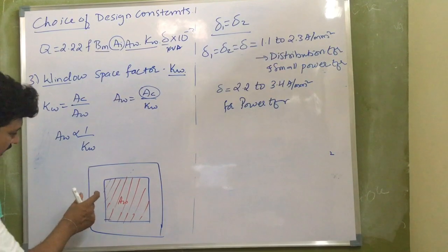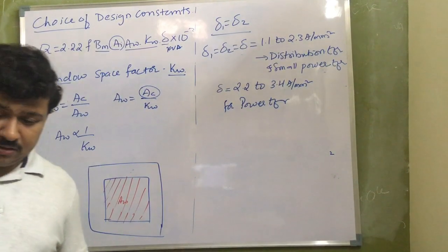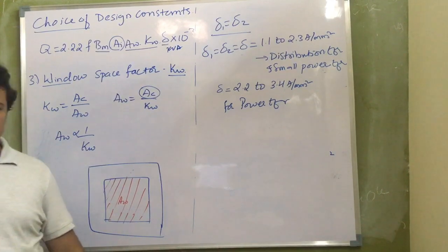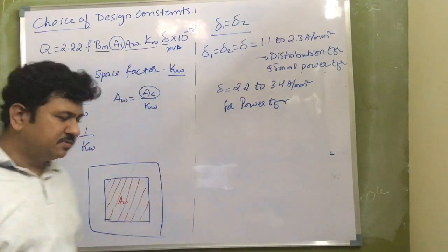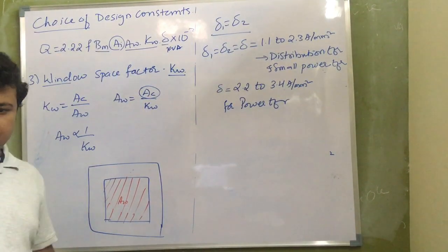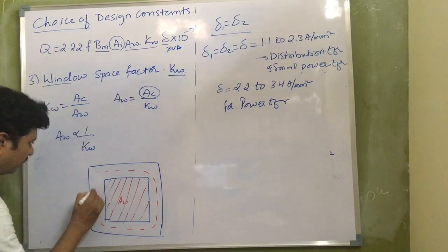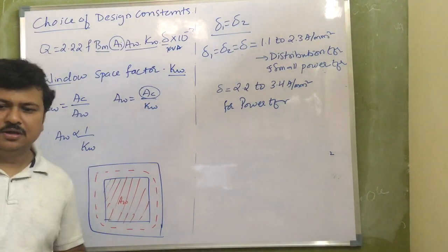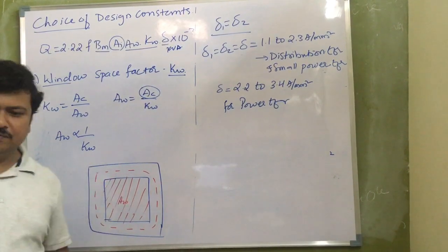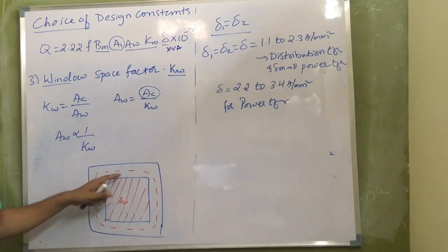I can keep still the same area of frame. I will not change the area of core. I will not change the area of yoke. With the choice of larger value of window space factor, I can have smaller values of area of window. So with the smaller values of area of window, the mean length of the core decreases. Okay. So with the decrease in mean length of the core, there is a saving in the core material.